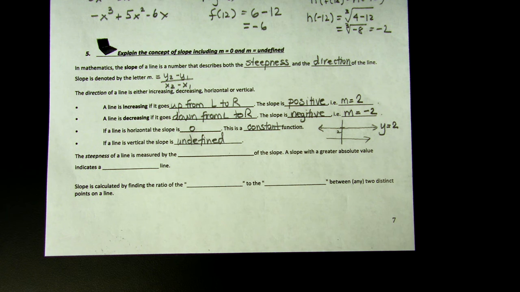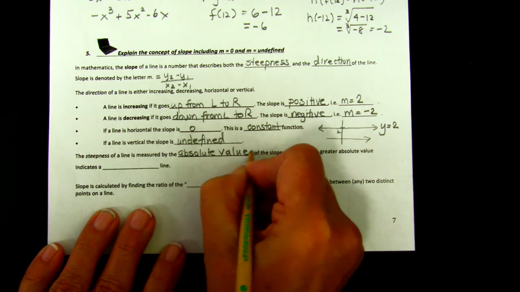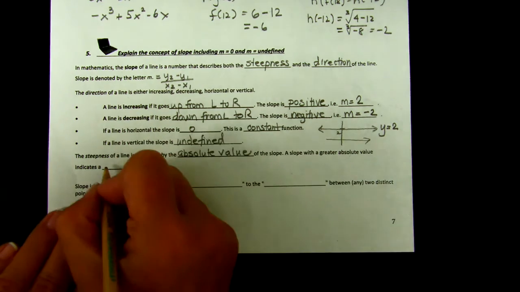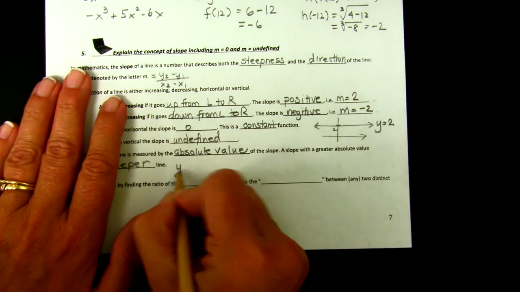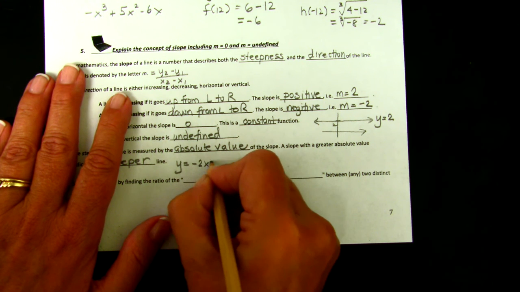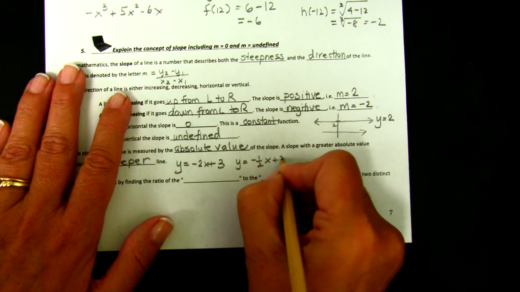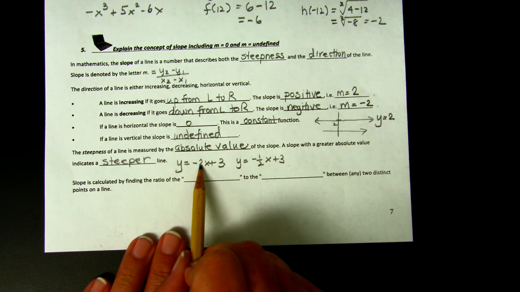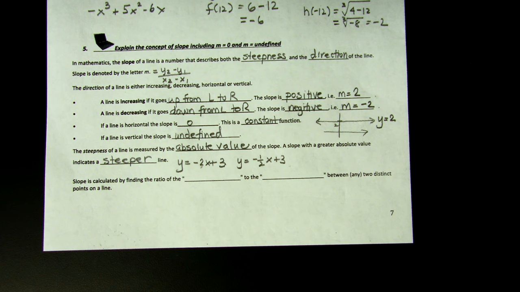The steepness of a line is measured by the absolute value of the slope. Okay, a slope with a greater absolute value indicates a steeper line. So for example, y equals negative 2x plus 3, and y equals negative 1/2 x plus 3. If I take the absolute values of those numbers, the absolute value of negative 2 is 2. That is a bigger absolute value than that. So this line right here is the steeper line.